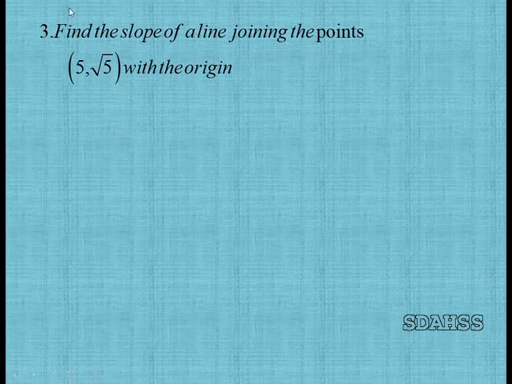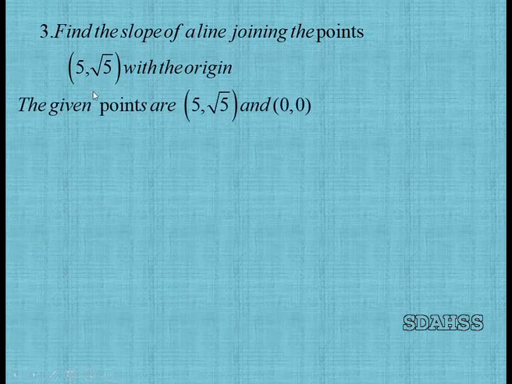Third sum. Find the slope of a line joining the points (5, root 5) with the origin. Here the given points are 5 comma root 5, and the origin means 0 comma 0. We want to find the slope. Here 2 points are given.